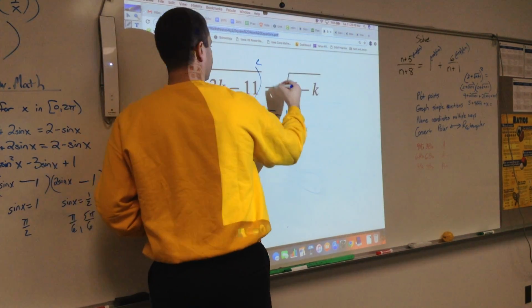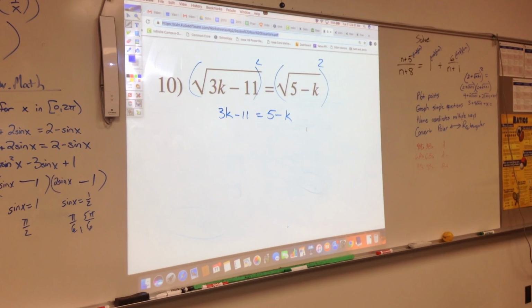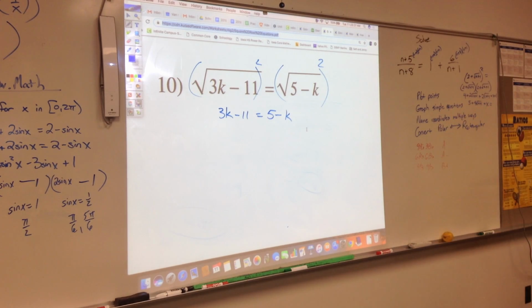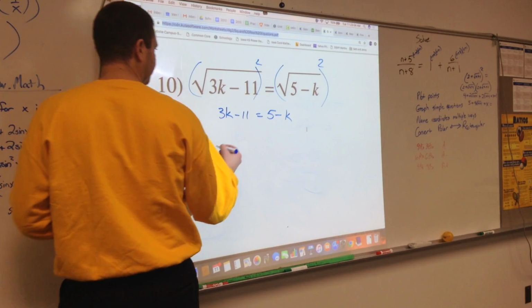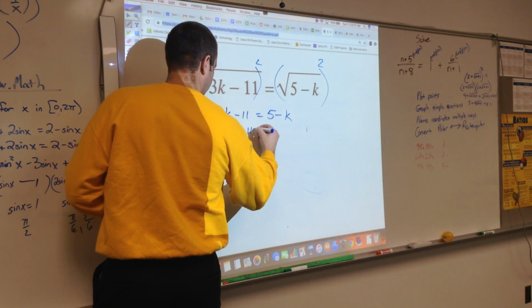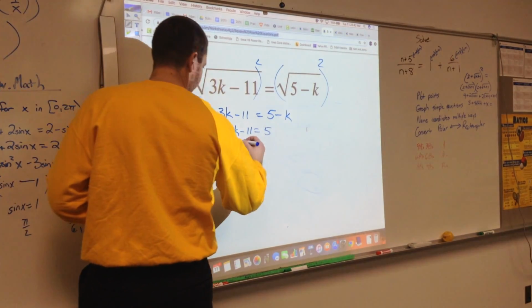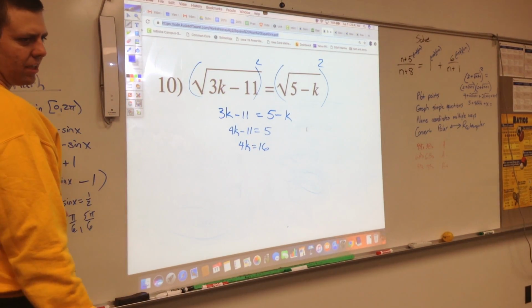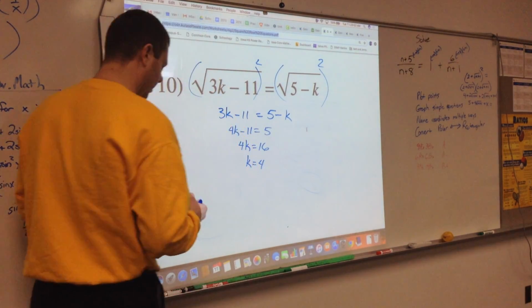When I square the left side and I square the right side, the square roots are gone, and I have 3k minus 11 equals 5 minus k. Get all your k's to one side, get all your numbers to the other, and solve for k. I would probably add k. And I'd add 11. I like keeping everything positive, Dustin. It doesn't matter as long as you do it right in the end. Divide by 4, k equals 4.